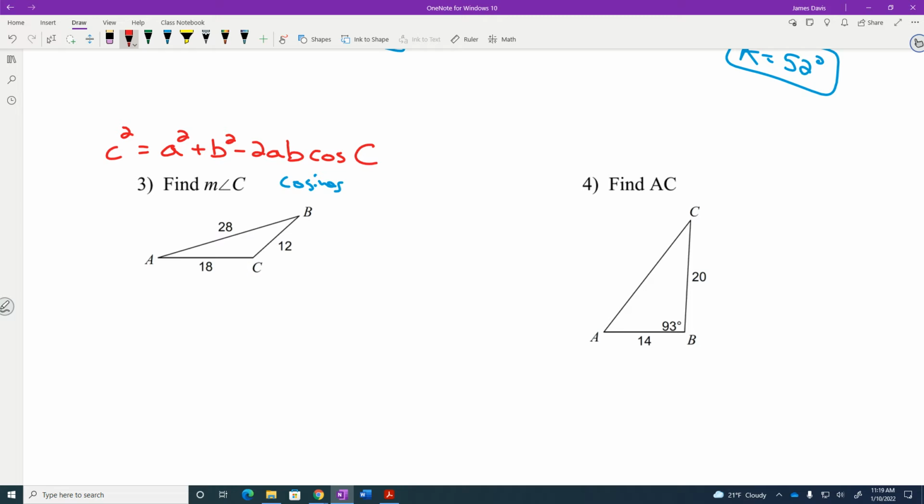Only one of those that has big C in it is the one that starts with little c. Can you find this? And if it's helpful, you can also label these. So this would be little c. This opposite of big B is little b. Opposite of big A is little a. If you want to do that, feel free to go ahead. We need to start with little c. Get 28 squared equals 12 squared plus 18 squared minus 2 times 12 times 18 times the cosine of big C, which we don't know.